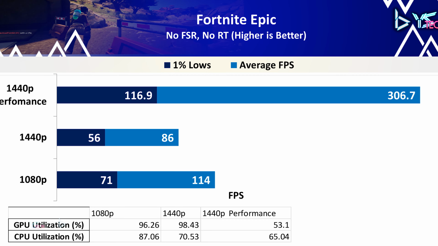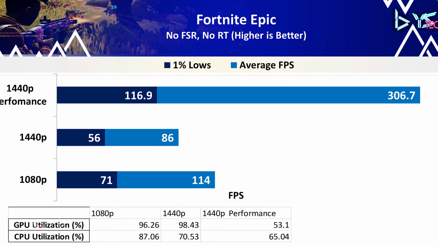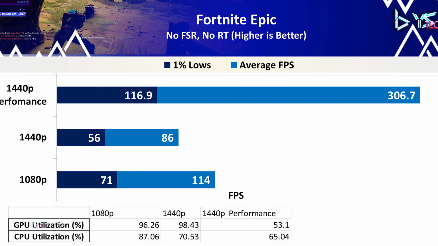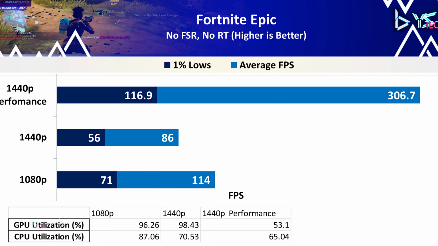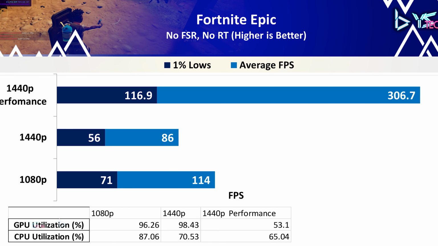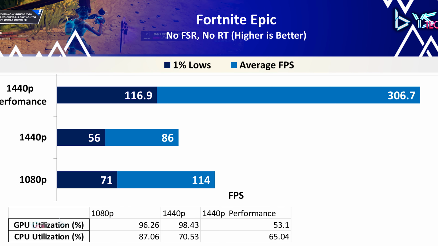As we can see here, we get a significant uplift in average FPS, going from 86 on normal 1440p epic settings to 307 on performance mode. Our 1% lows are a lot better as well at 117.